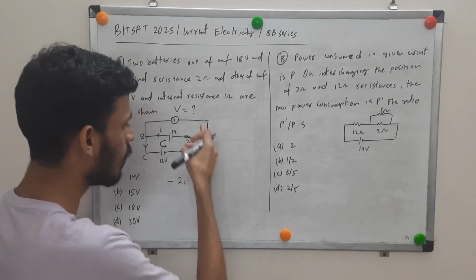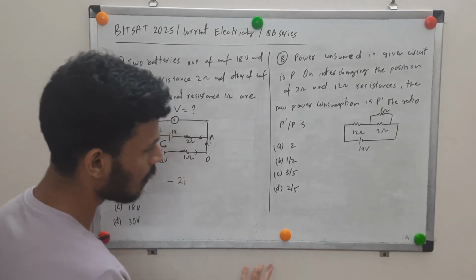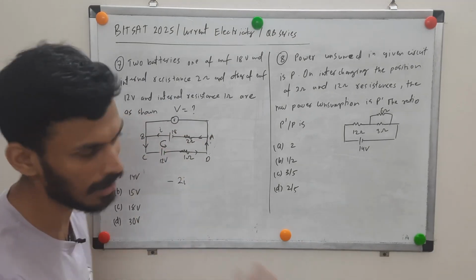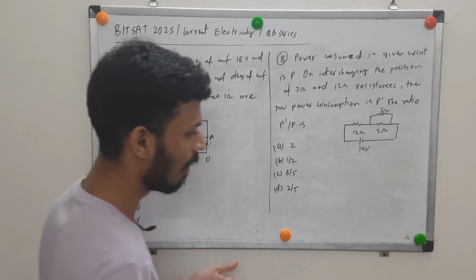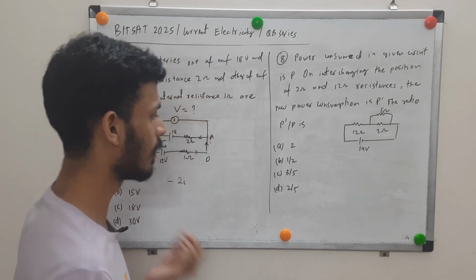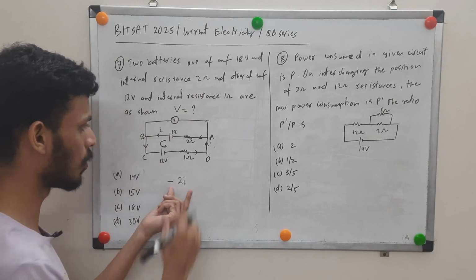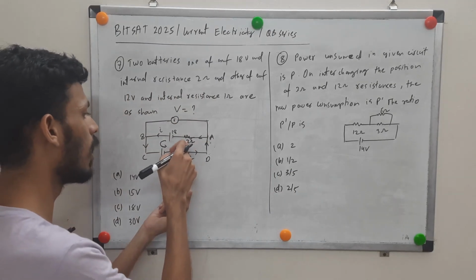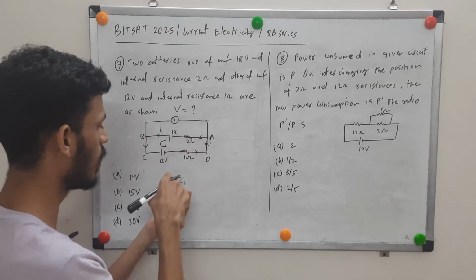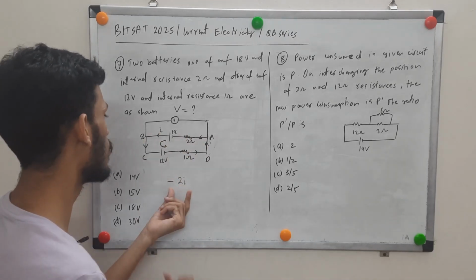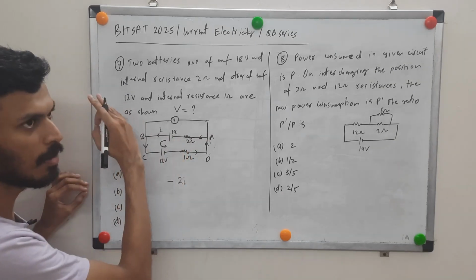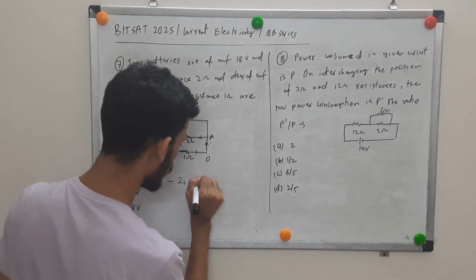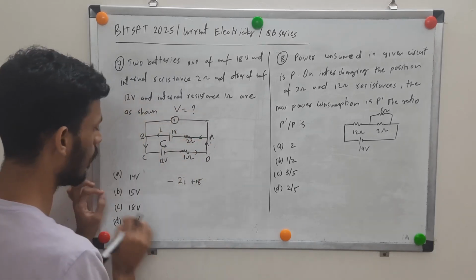Anyways, when you complete the loop, you put it equal to 0. Some people may take it the other way around, but I like to take it this way: when you are in the direction of the current, the voltage will be negative. There will be a voltage drop. So what will be the voltage drop? R times I, IR, right? So minus 2I. Now we are going from lower potential to higher potential, so there is a gain. So plus 18. So A to B completed.